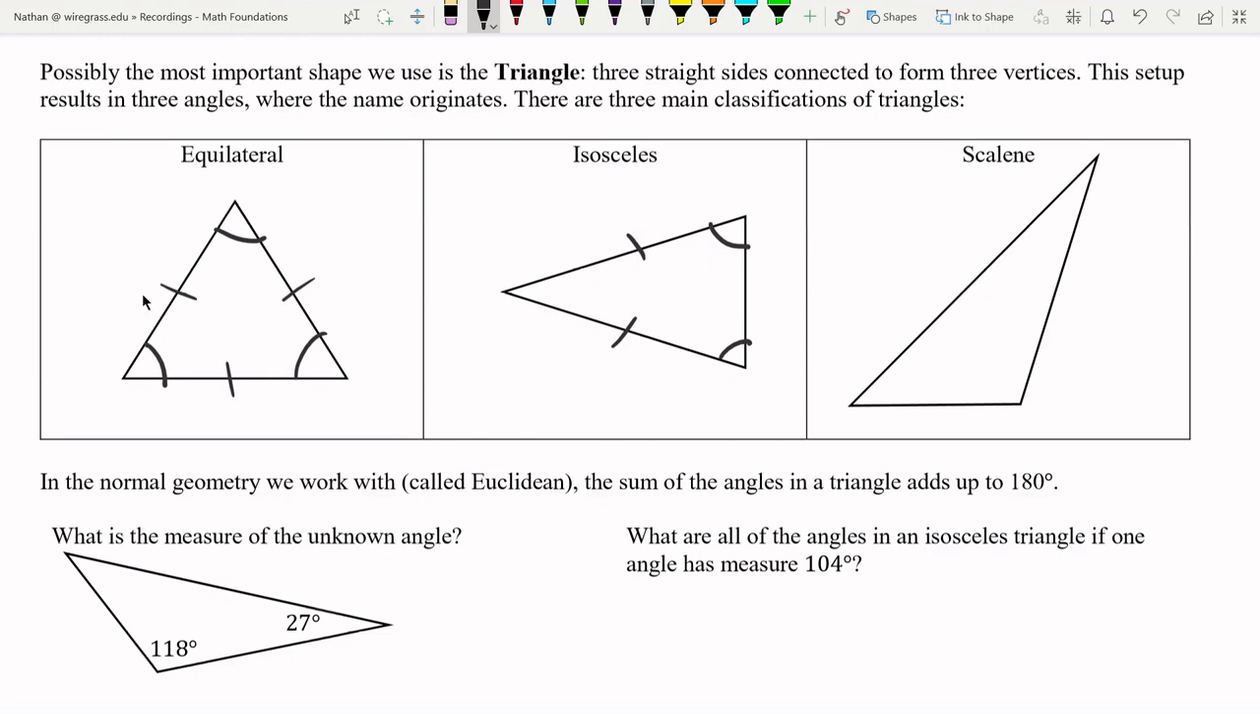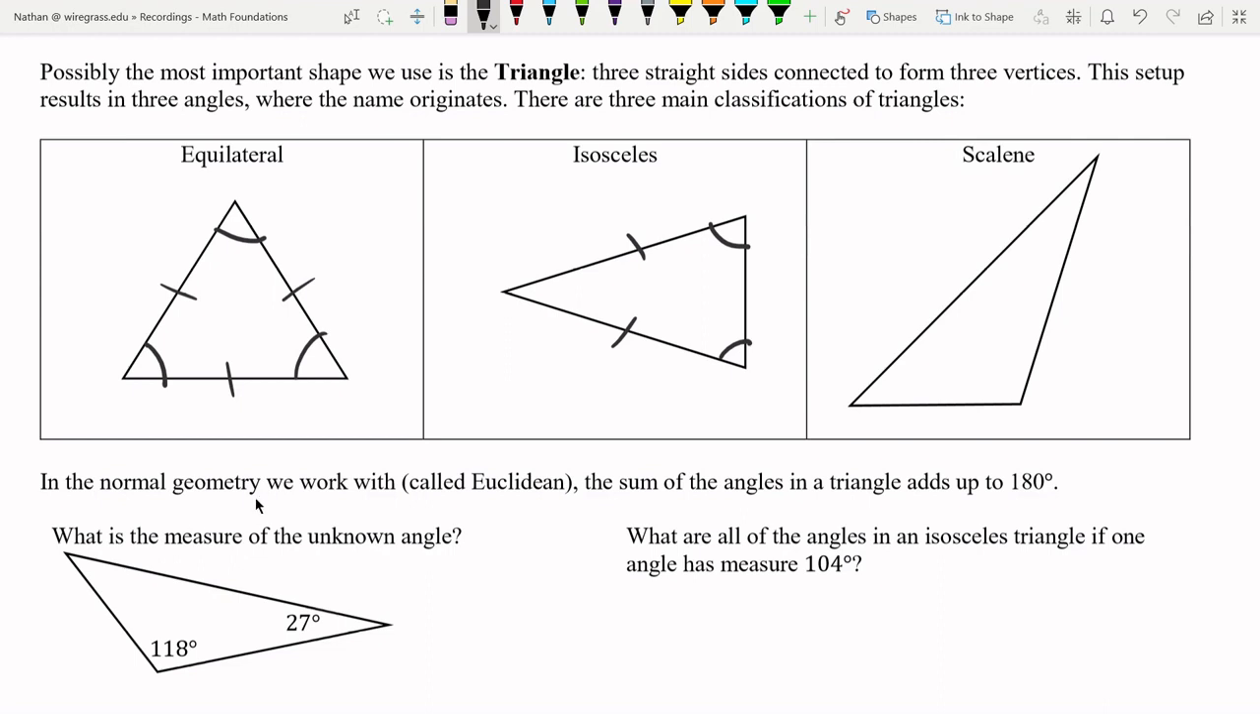Now, here we have three sides being equal, two sides being equal. Well, the last case we can have is one side being equal, but that's the same thing as saying no sides are equal. And that's what a scalene triangle is. All three sides are different measures, and therefore all three angles have different measures.